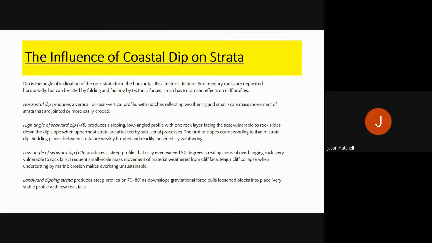These are vulnerable coastlines and are vulnerable to be attacked by subaerial processes, and weathering loosens the strata in the rock here. Whereas we've also got a low angle of seaward dip, which actually produces a steeper profile of the rock, which may even exceed 90 degrees. This, as you will see, produces major cliff collapse. So if we think about our undercutting of the rock, that's the type of coastline we're thinking about here. And there is marine erosion taking place, which creates that overhang. And so the cliff is constantly collapsing into the sea.